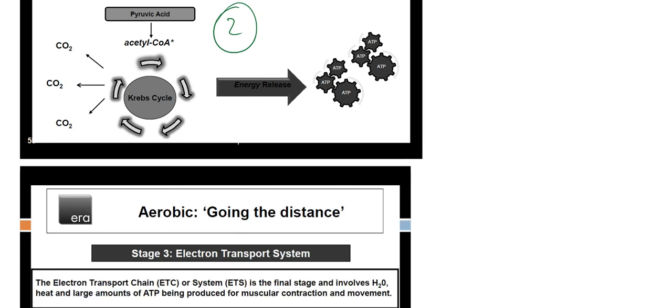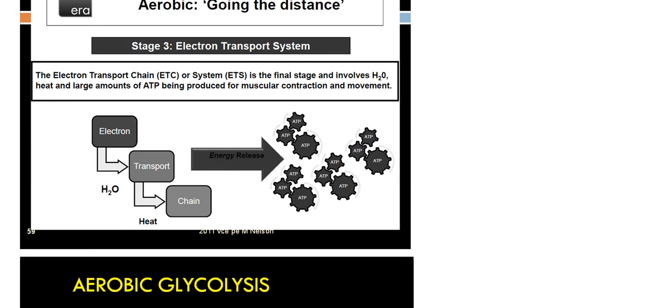Now, hydrogen ions ending up there, entering our electron transport chain, where we can resynthesize 32 to 34 ATP, with water and heat that have been given off.